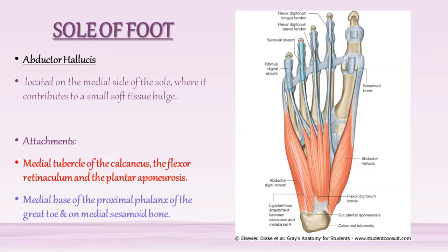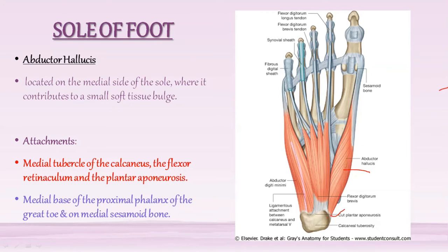This muscle is located on the medial side of the sole. This is abductor hallucis. It is present on the medial side of the sole, where it contributes to a small soft tissue bulge. Now this muscle arises from the medial tubercle. This is calcaneum. So this muscle arises from the medial tubercle of the calcaneus, flexor retinaculum and the plantar aponeurosis, and it is inserted on the medial base of the proximal phalanx of the great toe and on medial sesamoid bone.